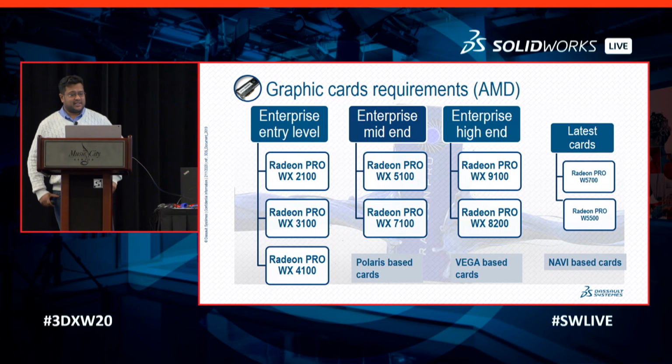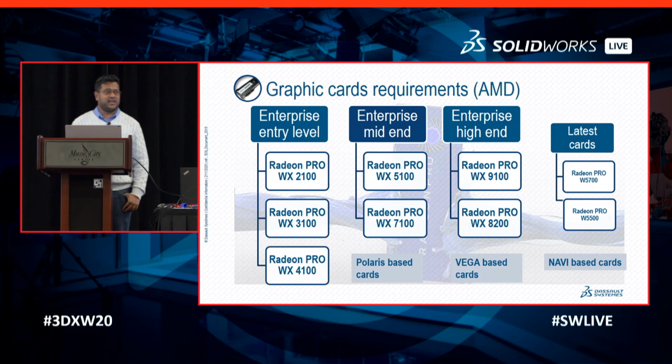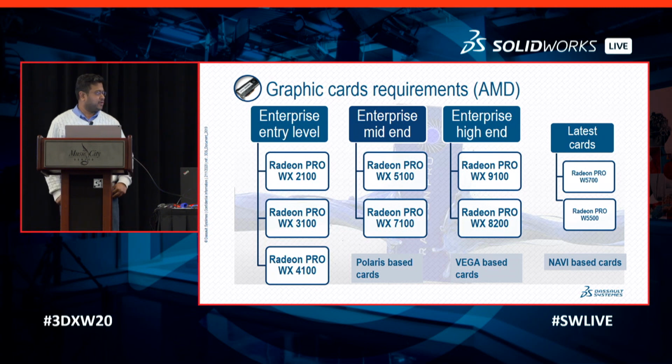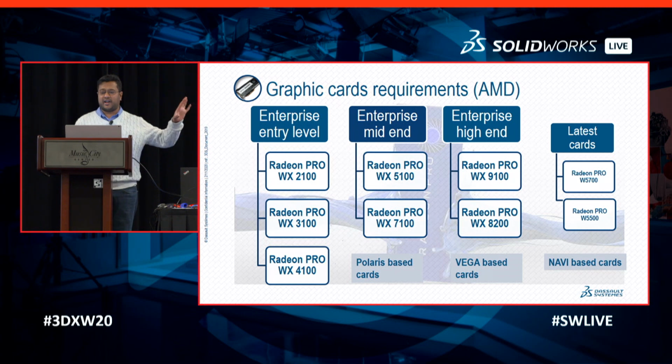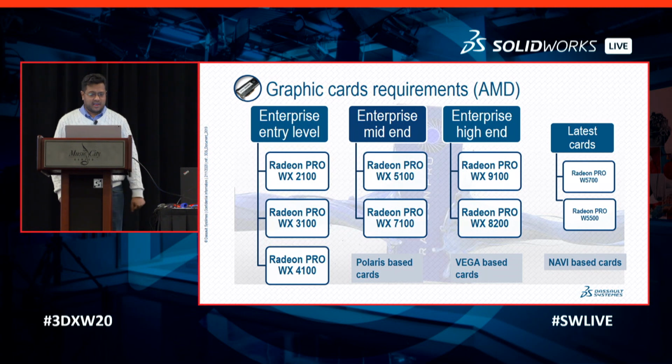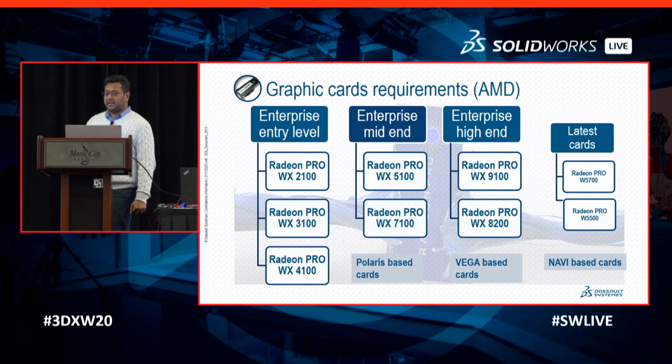On the AMD side, there's a lot of exciting news with AMD releasing its new line of cards. On an enterprise entry level, you have the 2100, the 3100, and 4100. All the way from 5100 and 7100 are called the Polaris-based cards. And the WX 9100 and 8200 are Vega-based cards. And we've tested a lot with 9100 and 8200. Still, one of my favorite cards before Navi release was the 9100.